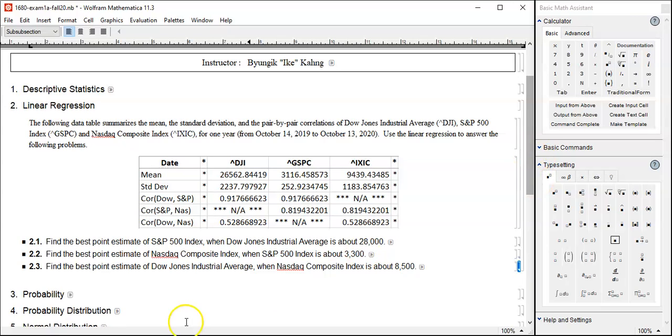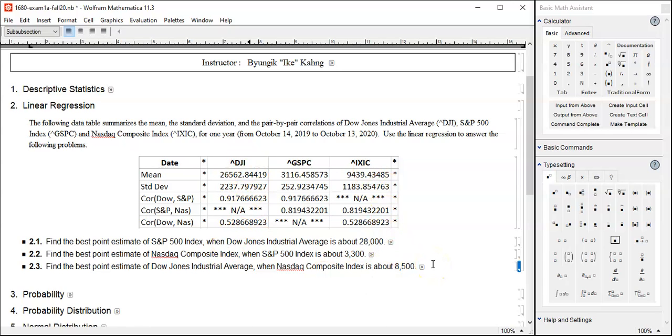except that for second problem, part B, you're looking at NASDAQ and S&P 500. So you're looking at these two and disregarding the first column. And for part C, you're looking at Dow and NASDAQ. So you're not looking at the second column. So cross second column out of your mind and look at the first and the third column.